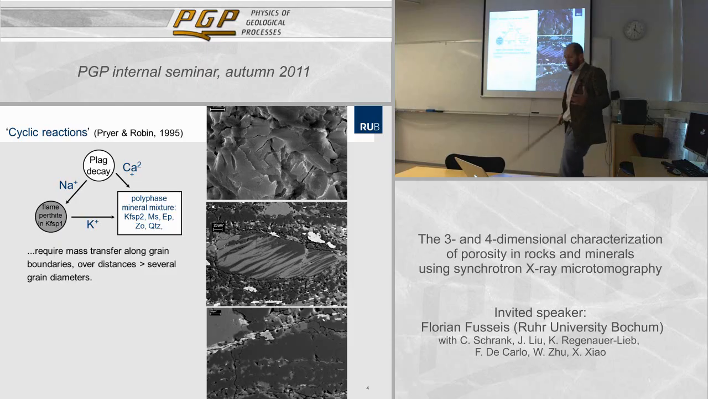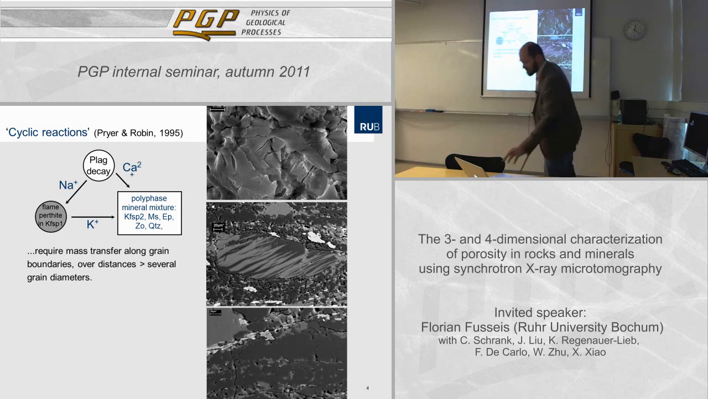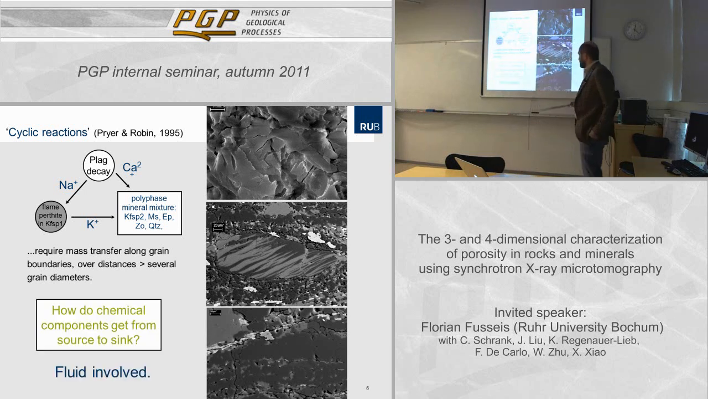The important takeaway from this is that the whole process involved mass transfer along grain boundaries over distances that are substantially larger than individual grain diameters, which means that solid state diffusion, or dry diffusion along grain boundaries, was far too slow to achieve that in a geologically reasonable time. So the mass transfer definitely involved some fluid.